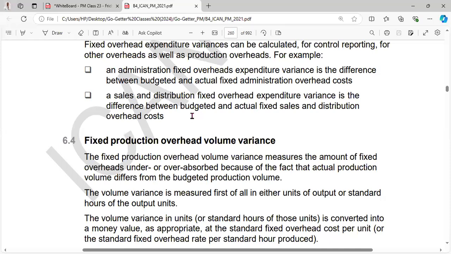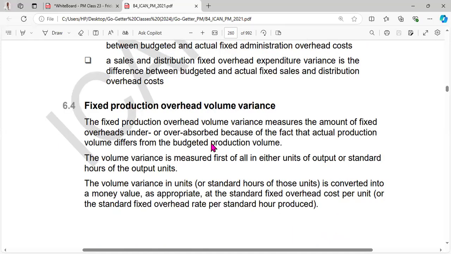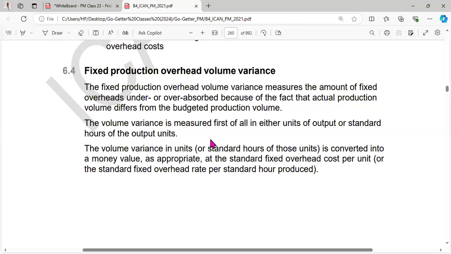All right, so that's the fixed overhead volume variance. The fixed overhead volume variance measures the amount of fixed overhead under or over absorbed because actual production volume differs from budgeted production volume. The volume variance is first of all measured in units of output or standard hours. The volume variance in units is converted into money value at the fixed overhead costs.